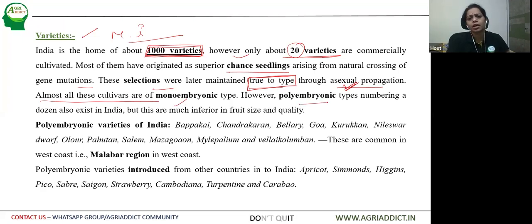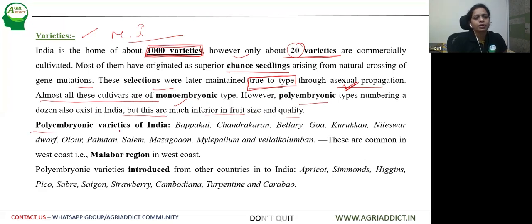However, some deviations are there, as I have told you. So the seed bears either the zygotic embryo or the polyembryonic embryos. So they exist in India, but their fruit size and quality is much inferior and not up to the mark for commercial production.